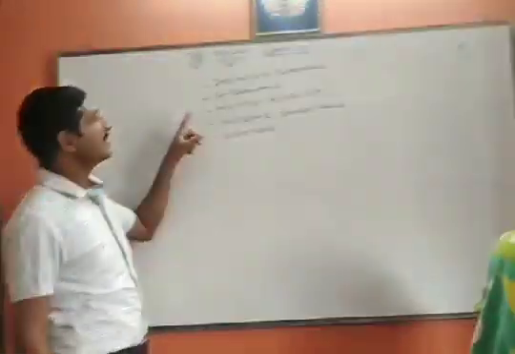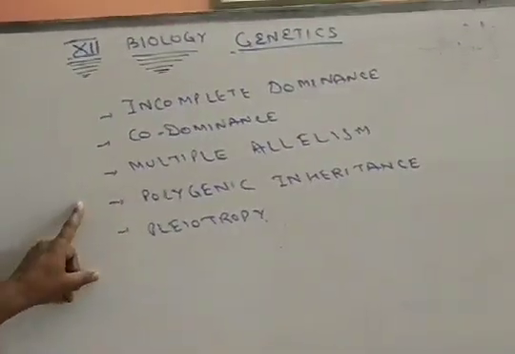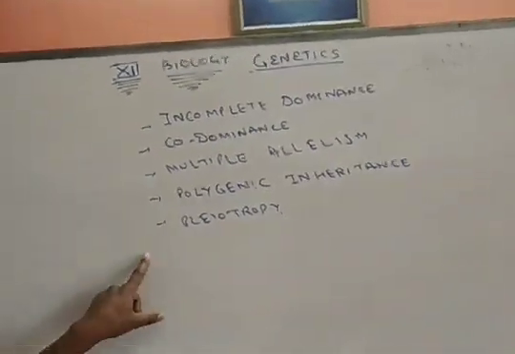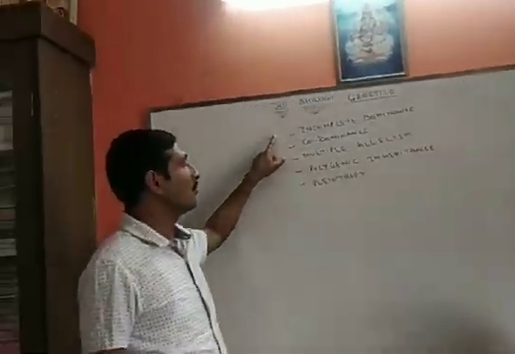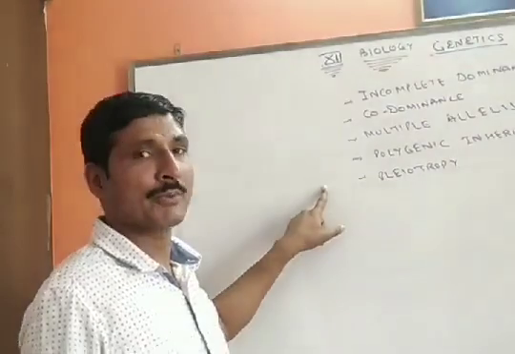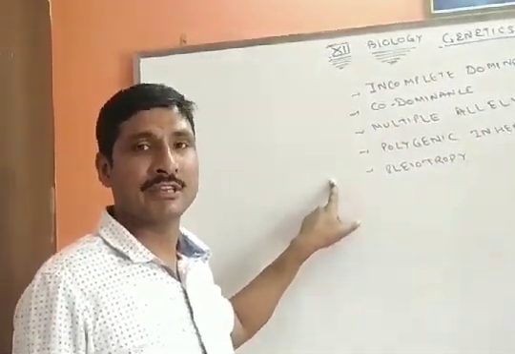So dear students, today we studied incomplete dominance, codominance, multiple allelism, polygenic inheritance, pleiotropy and reasons for the success of Mendel. I hope you have studied and understood all the topics. In the coming video we will discuss sex determination mechanism and the chromosomal theory of inheritance.